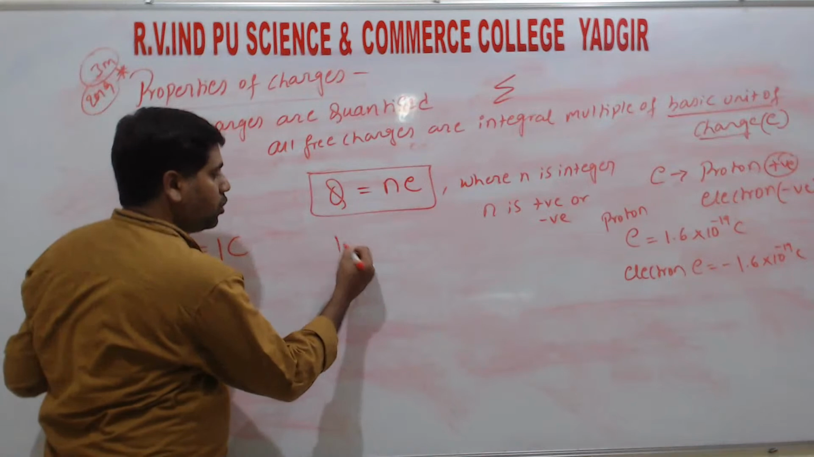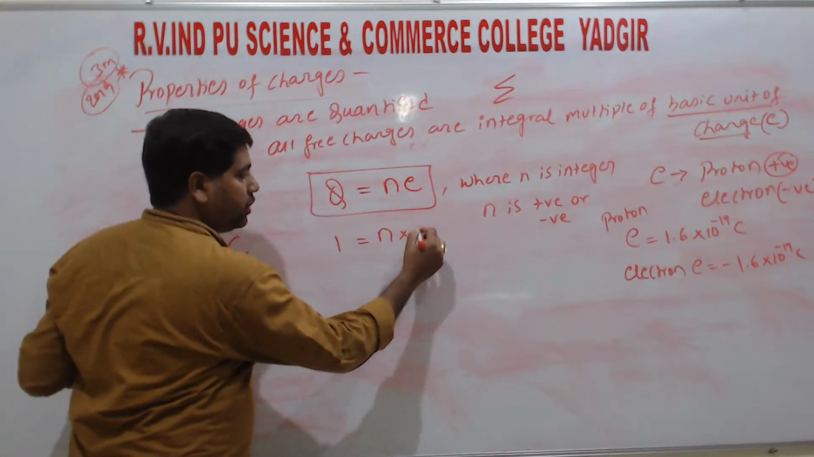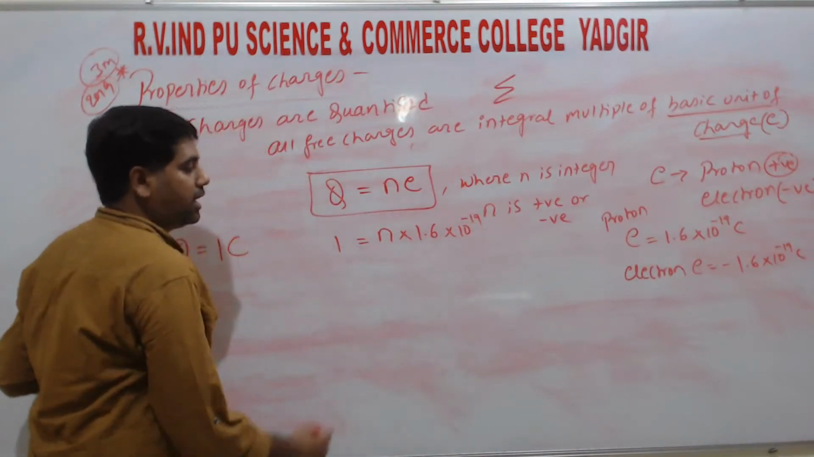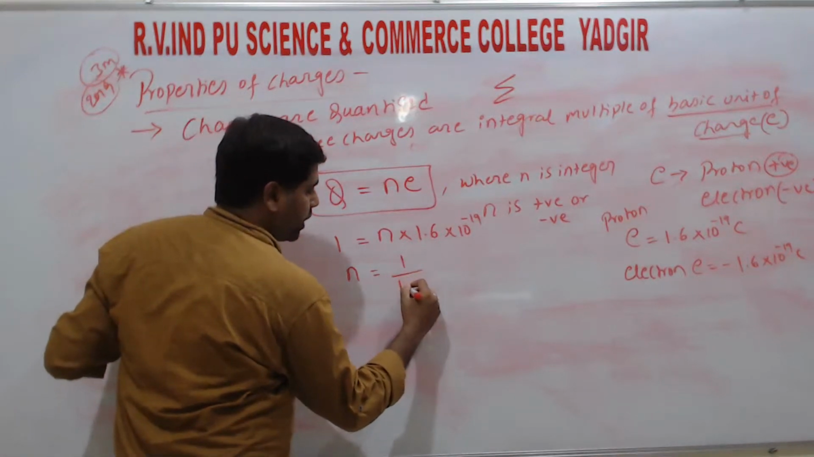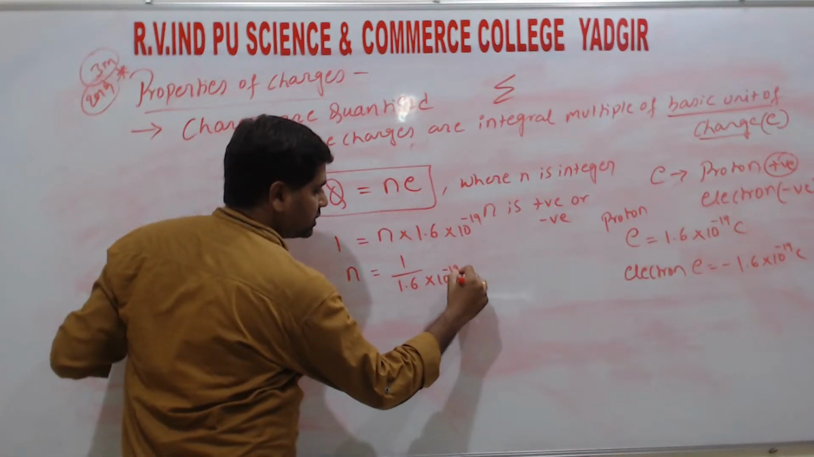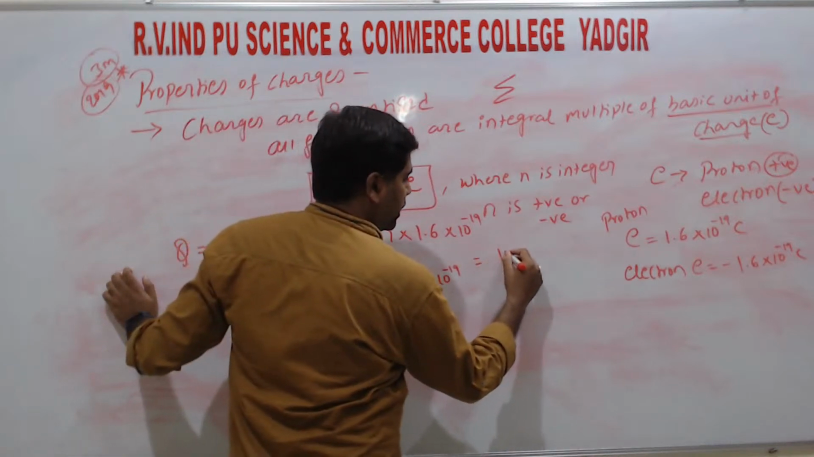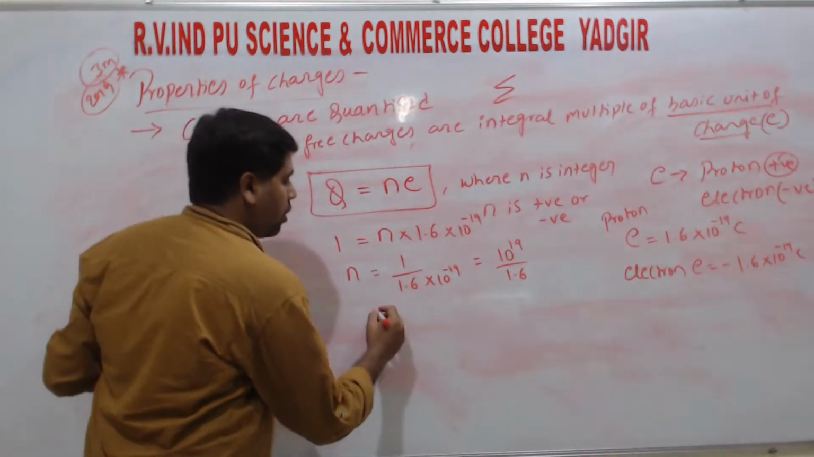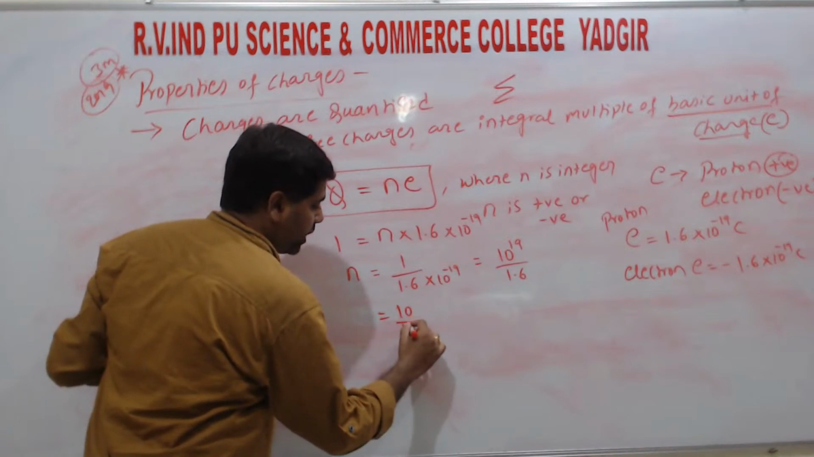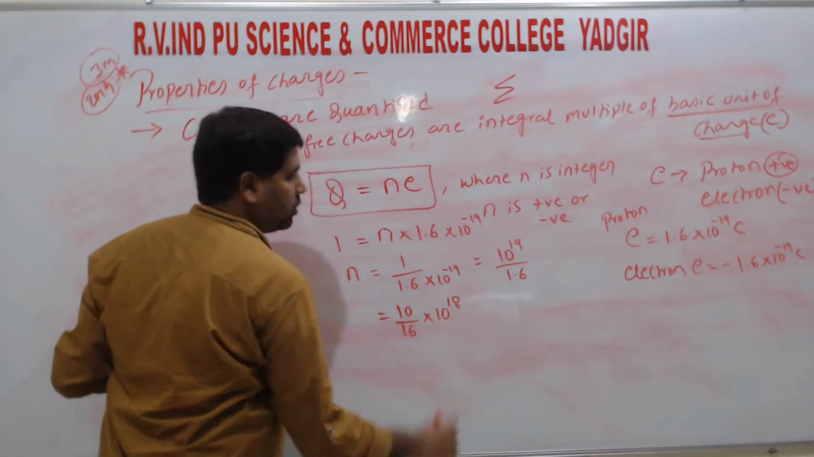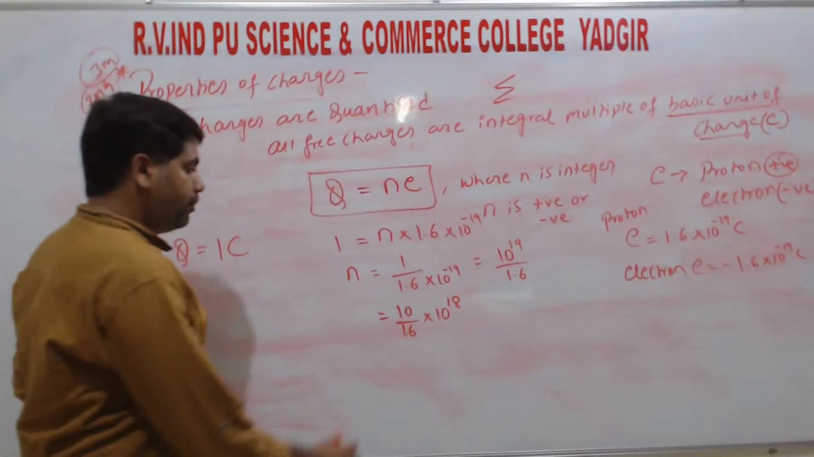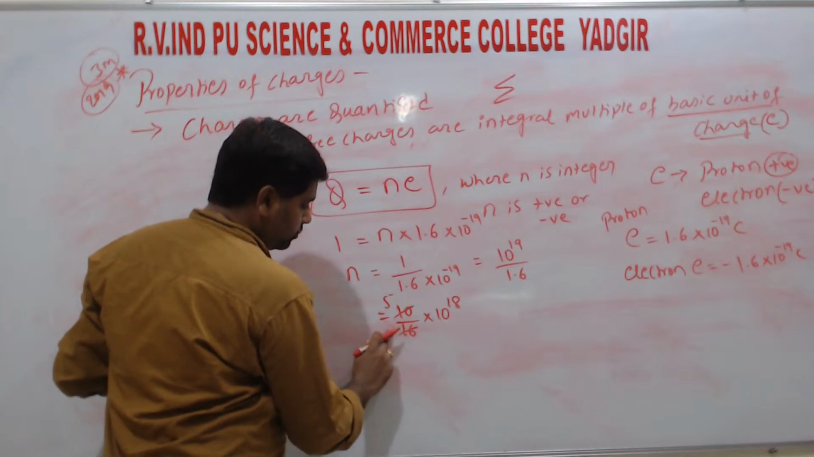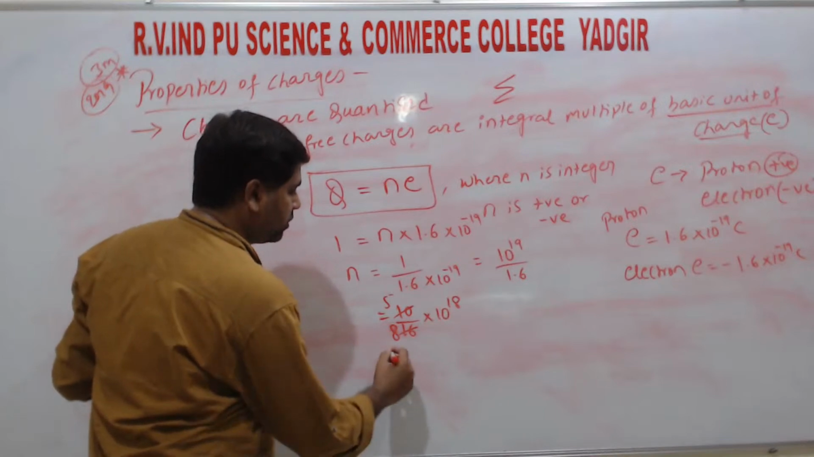So here they have given 1 coulomb, that is equal to N into E, and the E value is 1.6 into 10 to the power of minus 19. Then N is equal to 1 divided by 1.6 into 10 to the power of minus 19. If it goes to the numerator, it becomes 10 to the power of 19 divided by 1.6, or this can be written as 10 divided by 16 into 10 to the power of 18.